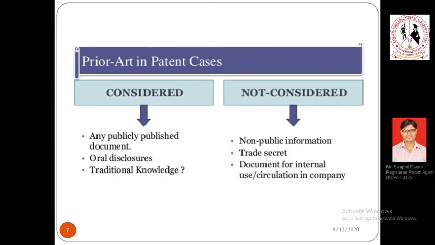Technical specifications of a particular document or a product which are not yet disclosed in public, or the product is not yet launched in public. So any technical specification or design diagrams associated with the product are considered documents for internal use or circulation of the company. Now, these are the two different types of mandates, wherein whether to consider or not to consider it as a part of prior art is decided.